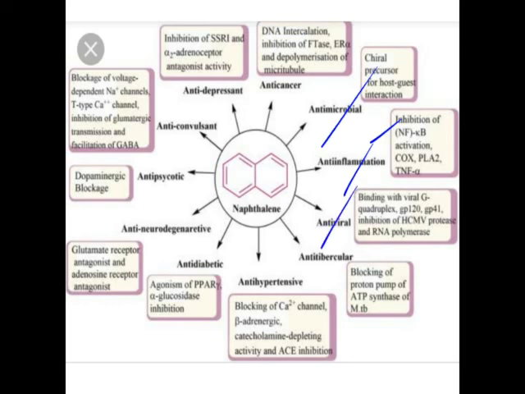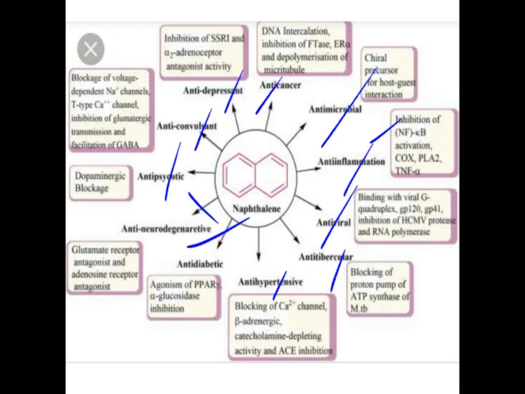Then third one, it acts as antiviral agent. Fourth one, it acts as anti-TB agent. Fifth one, they decrease the blood pressure, so they act as an antihypertensive agent, anti-diabetic. Then they act as anti-neurodegenerative, antipsychotic, anticonvulsant, antidepressant, and anti-cancer.